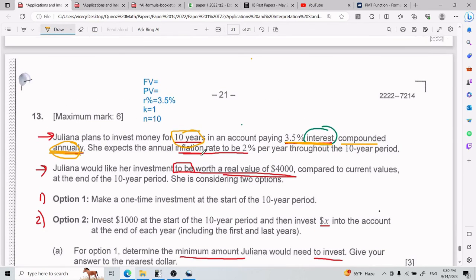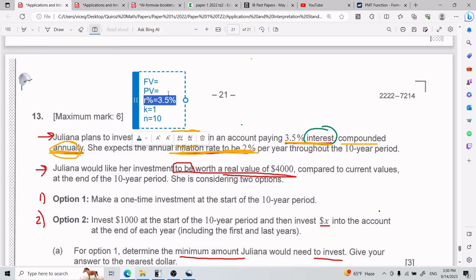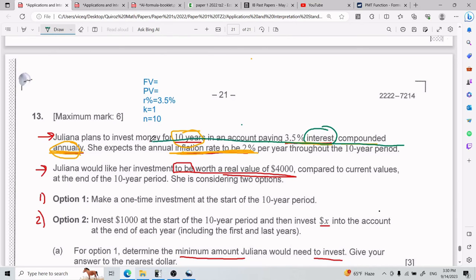Then we figure out that the inflation rate is 2%. Does the inflation rate affect my R? Does it affect my FV? Let's see what happens. This thing here is probably where they try to trap you in this exercise. I'm going to talk a little bit about inflation in a moment.